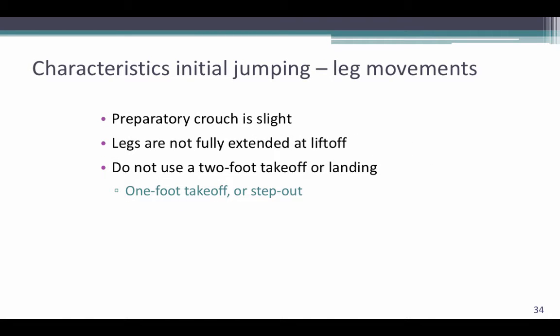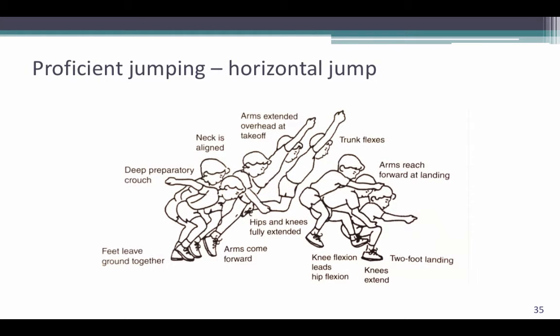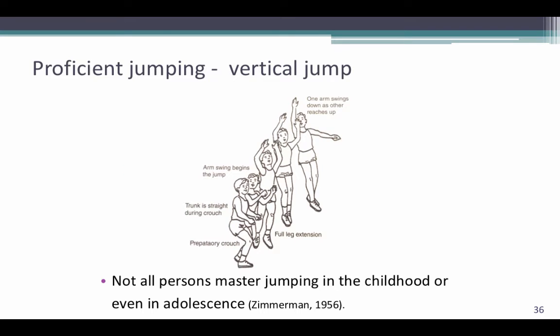In terms of leg movements, the initial jump has little preparatory crouch. The legs are not fully extended during takeoff, and they do not use 2 feet to take off or to land. This pictogram goes over the proficient horizontal jump and the stages of horizontal jumping. I'll let you guys go over this on your own in the textbook. This pictogram goes over the proficient vertical jump.